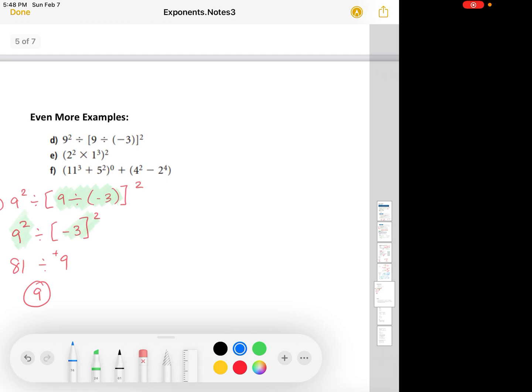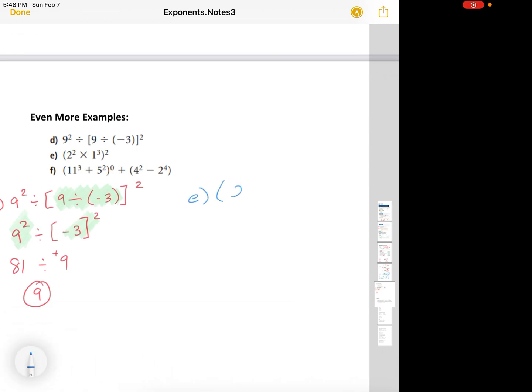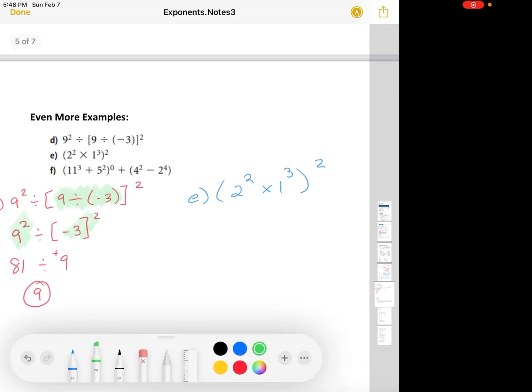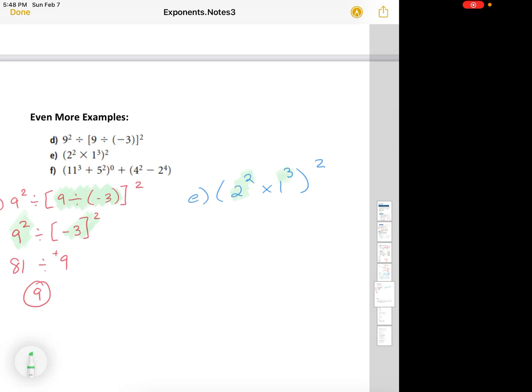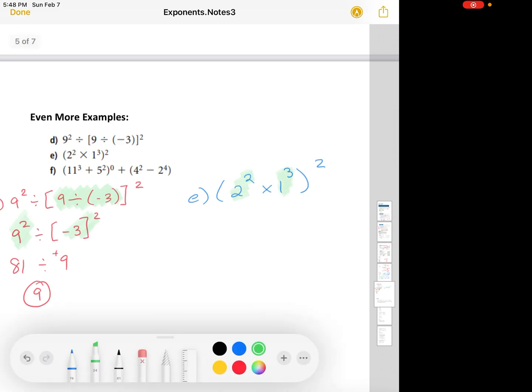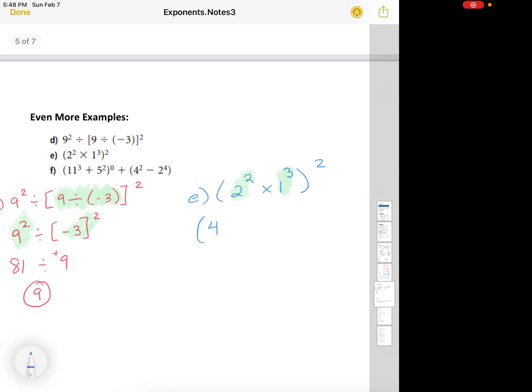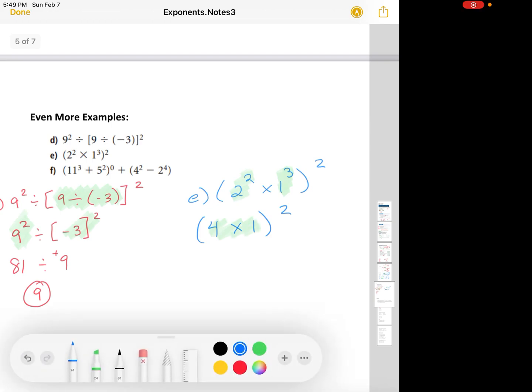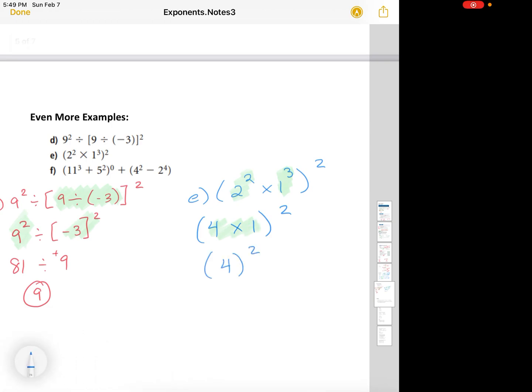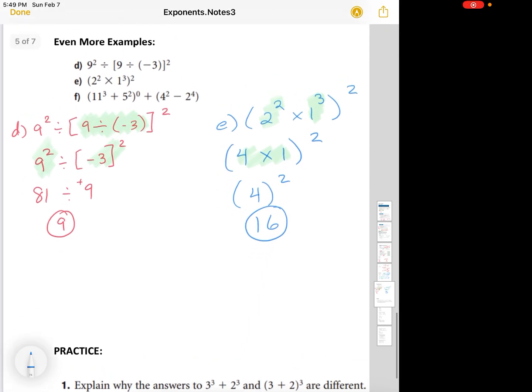Now let's look at E. 2 squared times 1 cubed squared. Okay, we're going to do the brackets, but inside the brackets, before we multiply, we're going to do those exponents. So we're going to get 4 times 1 squared. 2 squared is 4, 1 cubed is 1. Now we have to do what's in the brackets first, 4 times 1, and then we can square it. So 4 times 1 is 4 squared. 4 times 4 is 16.